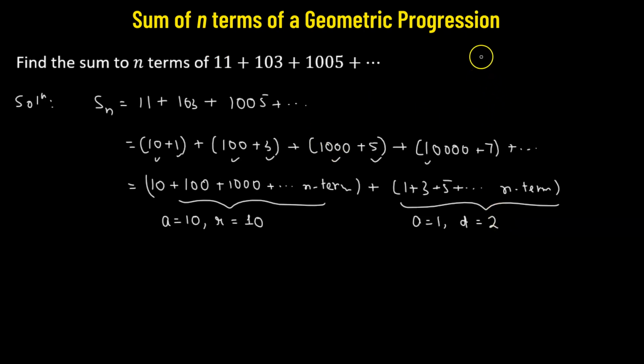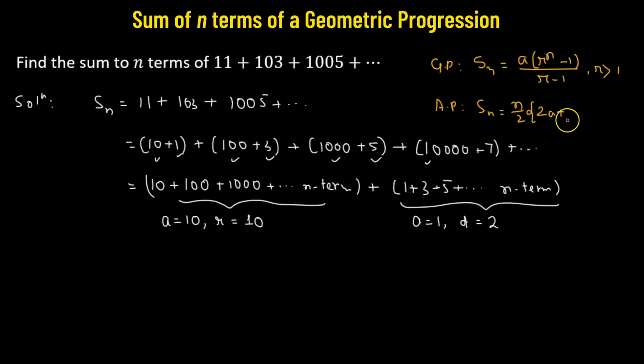Now we can find the sum of both the geometric and the arithmetic series by using the formulas. For a GP, the sum up to the nth term is given by a multiplied by r raised to the power of n minus 1, divided by r minus 1, whenever the r value is greater than 1. And in our case, the r value is 10, which is greater than 1. And for the arithmetic progression, the sum to the nth term is simply n over 2 multiplied by 2a plus n minus 1 times the common difference d.